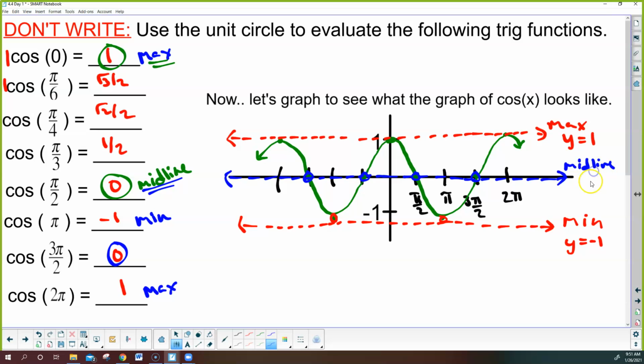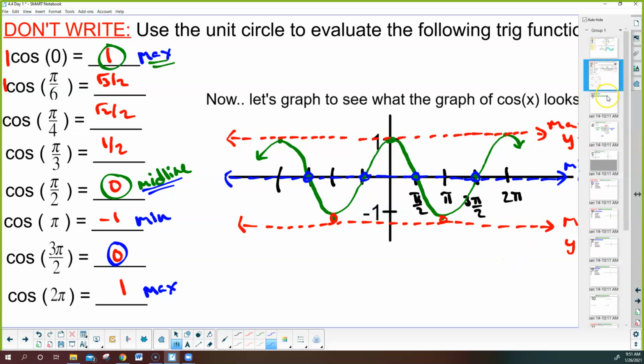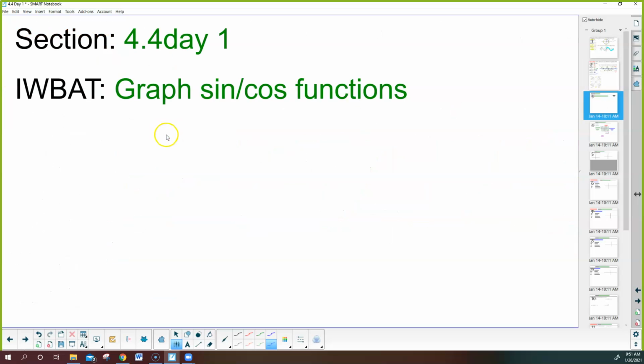So I'll tell you where those all come in, but notice the midline in this case is at y equals 0. All right, so why are we doing this? Well, today's goal is we know the unit circle now. We can evaluate any trig function on the unit circle. And our goal is to take that idea and transform it now into graphs.